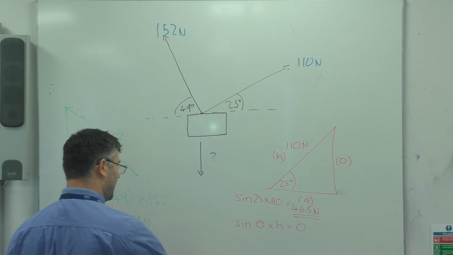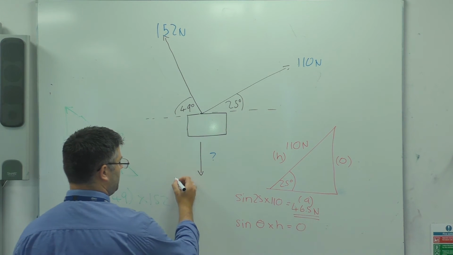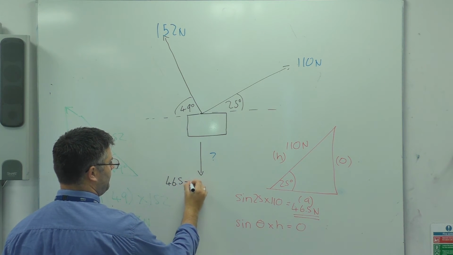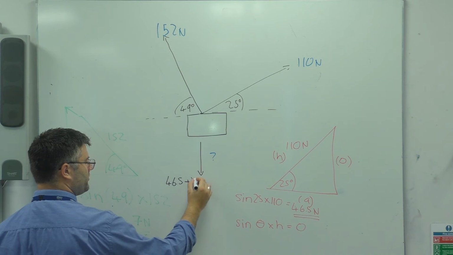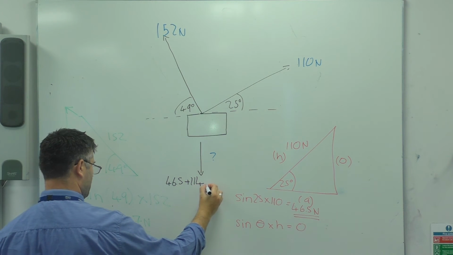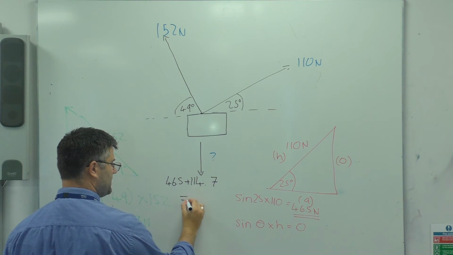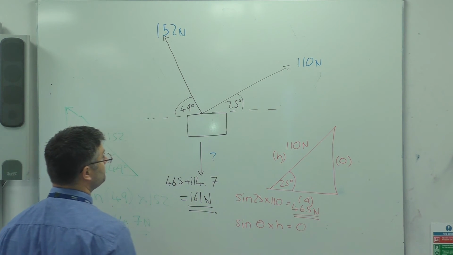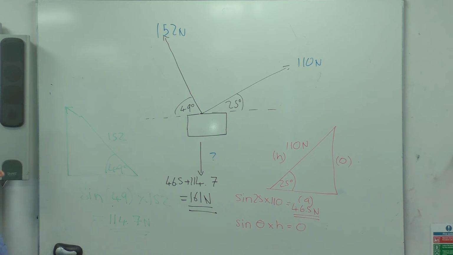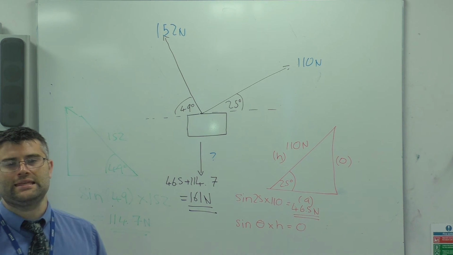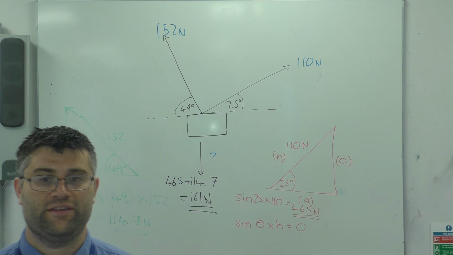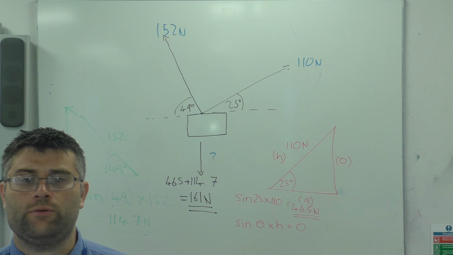overall, and let's just write down what I've done there. So 46.5 plus the 114.7 is equal to 161 newtons. And believe it or not, you can see it's exactly the same answer we got in the last video, so that is the second method. And you will decide which you prefer.